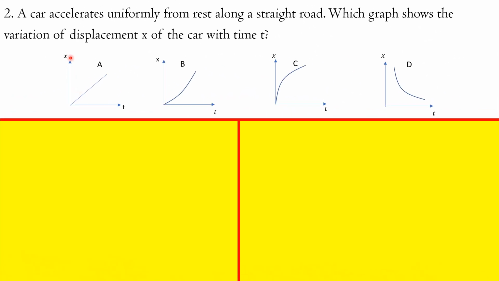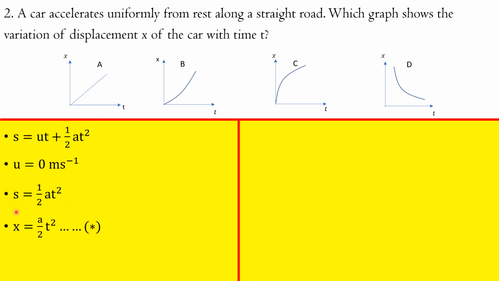Question 2. A car accelerates uniformly from rest along a straight road. Which graph shows the variation of displacement x of the car with time? All right, so we're just going to use one of Newton's equations of motion here, s equals ut plus half at squared. Since the car is accelerating from rest, you have u to be 0, and so s is half at squared. But notice that s is x, right? The displacement of the car is x. So we're just going to replace s with x. And so we have a over 2, t squared.